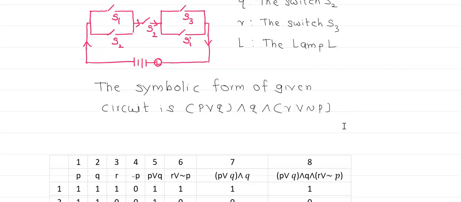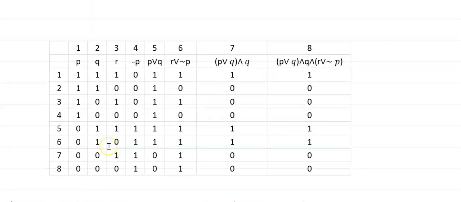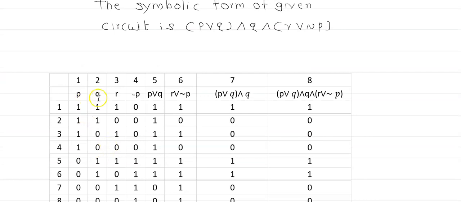Now we'll make the truth table. Now see here, we'll write P, Q, R. Then we form the negation of P. Next is P or Q. Next is P or negation of P. And we require here column number 7. What is column number 7? It is P or Q and Q. That is, we form the conjunction between column number 5 and column number 2. And in this way, we get column number 7.